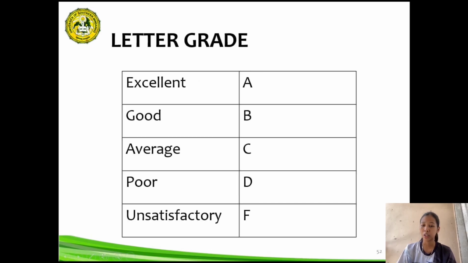The table shows the specific adjective that represents each letter. The A represents excellence, B is for good, C is for average, poor is for D, and unsatisfactory for E. So in this approach, it summarizes students' overall performance using a simple symbol. These are easy to use for teachers.